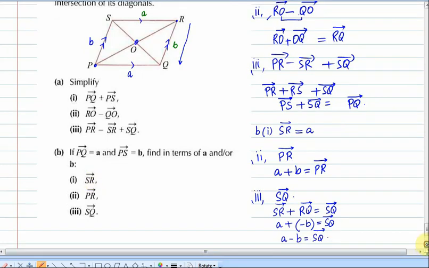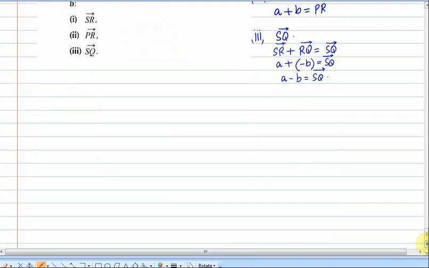Now after that we will start the new exercise. It's 7C.